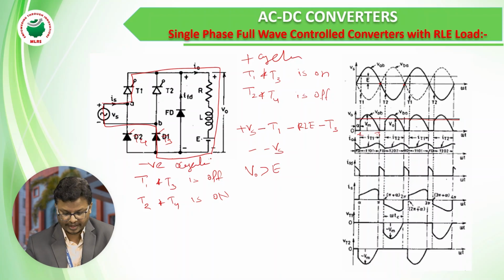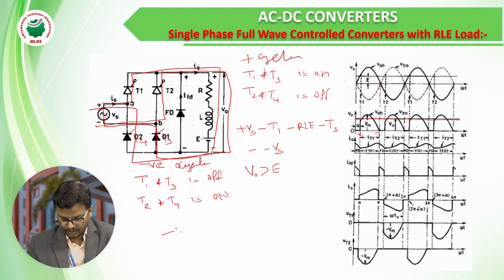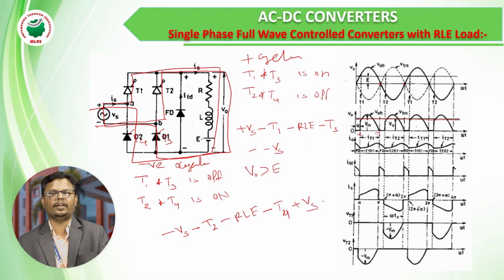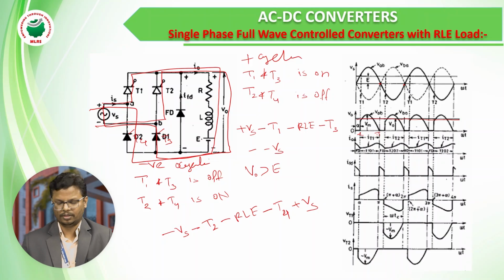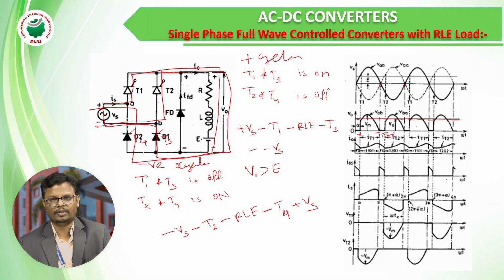The current direction now starts from minus Vs to T2, T2 to the load RLE, RLE to T4, and T4 to positive Vs. This is the current direction of the circuit operation in the negative half cycle. In the output waveform, conduction also starts from pi plus alpha, where we trigger the pulse, and it conducts in the negative region up to 2 pi.